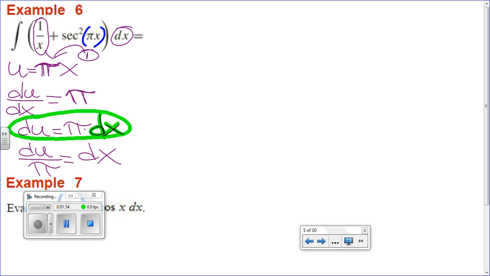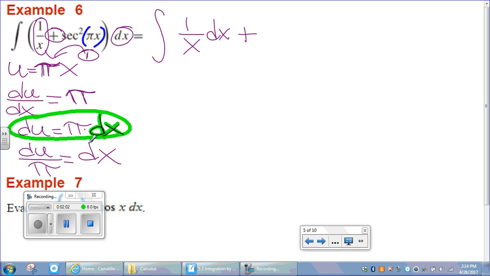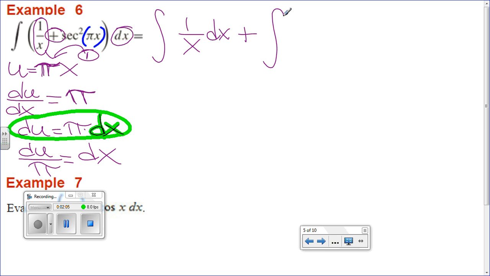Before I do the u substitution, I'm going to break this integral into two integrals, the addition of two integrals. So it's going to be the integral of 1 over x dx, and then the integral of secant squared of pi times x dx.